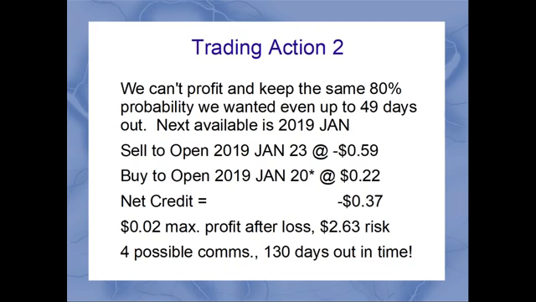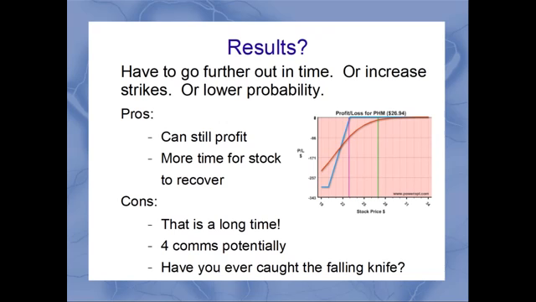It's 4 possible commissions, and I had to go 130 days out in time. This is not going to match my goals for my trading plan. Every 2 weeks on my average spread, 2 to 3 weeks out, making 11%. This is much less than that for 130 days out in time. Okay? This is the problem with adjustment number 4.